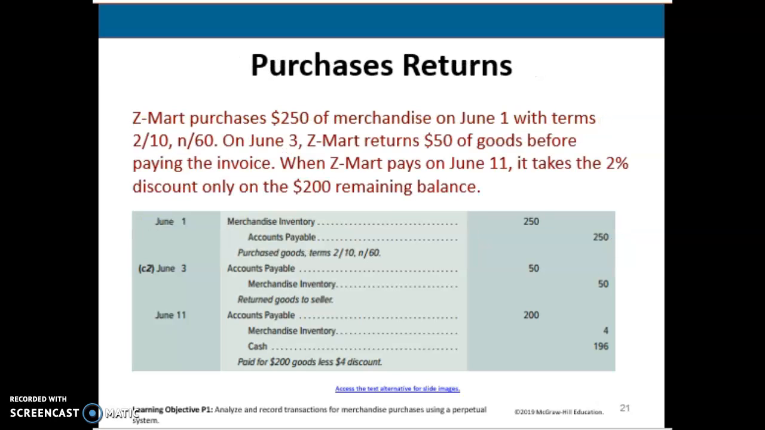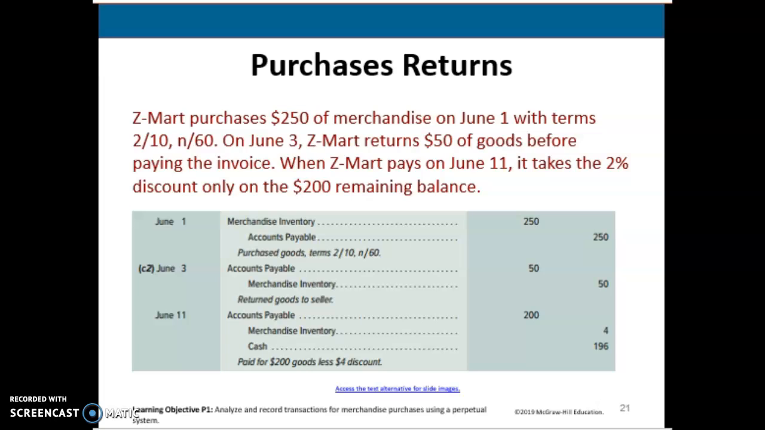However, if we returned it, that's a different story. We're going to take it out of our inventory. So this transaction here shows that we purchased $250 of merchandise on June 1st with terms of 2/10, net 60. So that's the June 1st entry. We debited merchandise inventory, we credited accounts payable, both for $250.